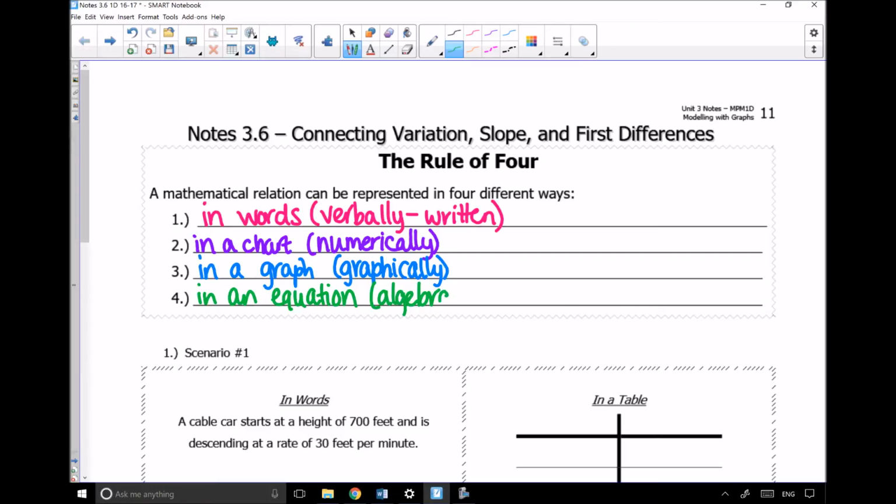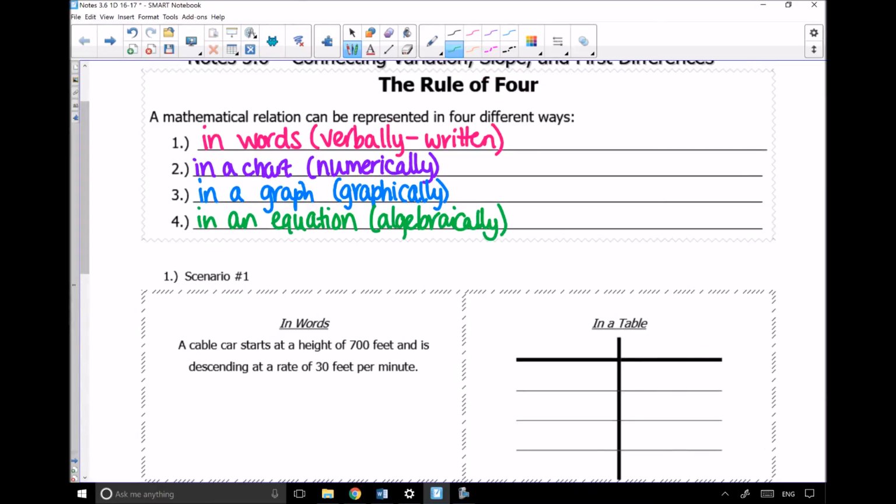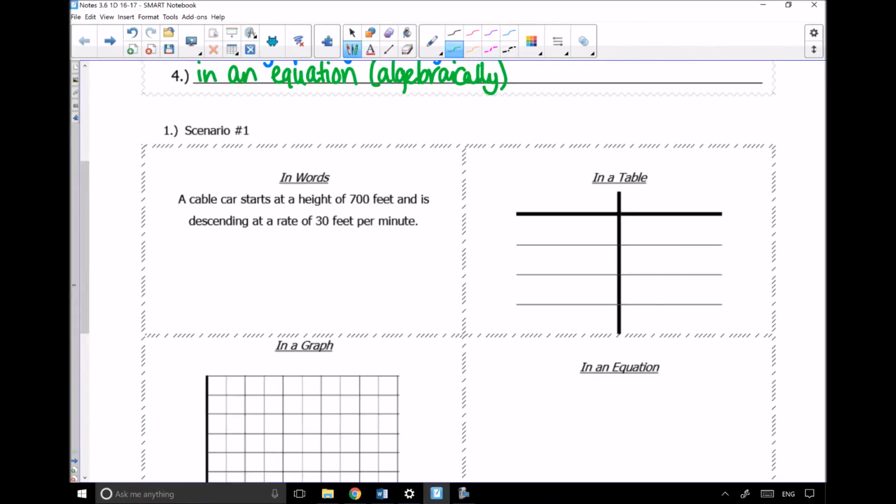So I'm going to look at 3 different examples, and each one will be represented in one of these 4 ways, and we're going to put it in the other 3 ways. Take a look at scenario number 1.